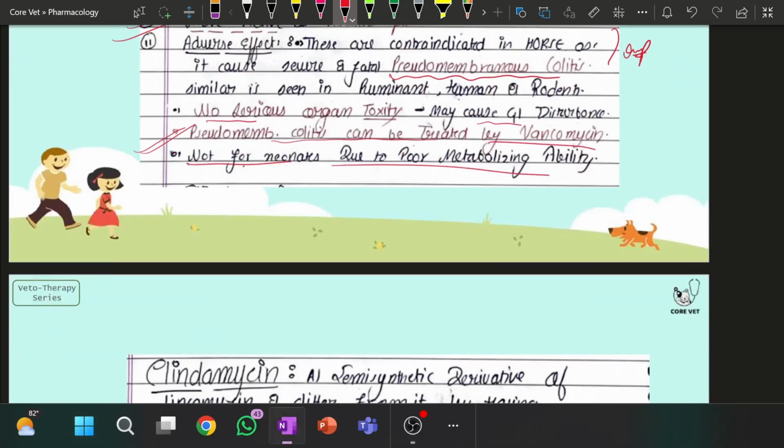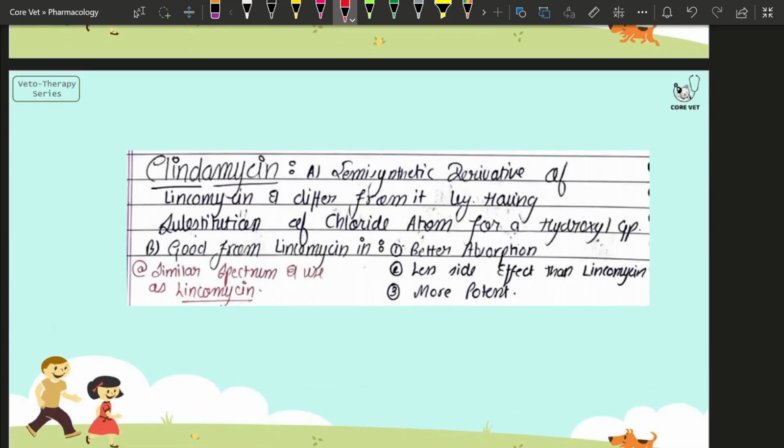If we talk further about clindamycin, it is a semi-synthetic derivative of lincomycin, and differs from it by having a substitution of a chloride atom for a hydroxyl group. Okay, there is a substitution of the chloride atom for a hydroxyl group. Okay, and it is better than the lincosamide in three aspects, as it has a better absorption, it has fewer side effects, and it is more potent. Okay, so the spectrum is quite similar to the lincosamide. Right, it is all similar to the lincosamide.